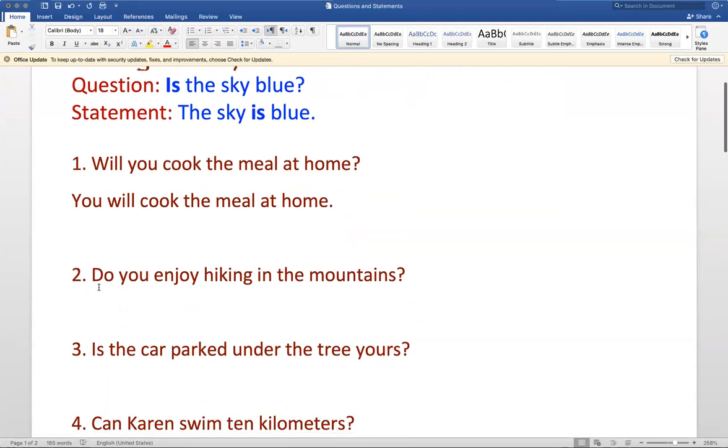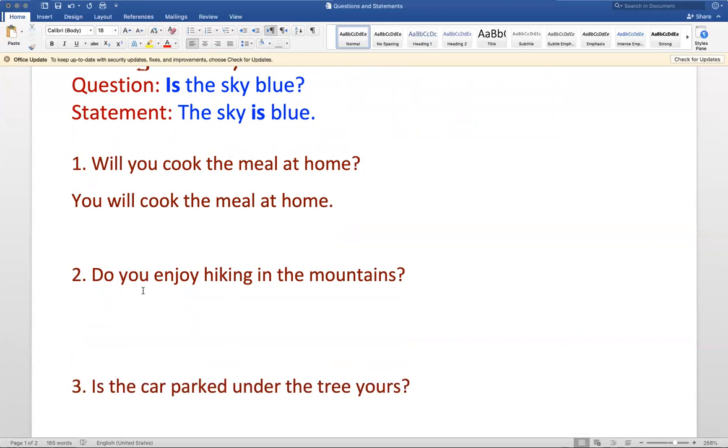Okay, the next one. Do you enjoy hiking in the mountains? That's a question. Now, to make this into a statement, we don't need the do. The do was only added to make it into a question. So we drop the do and we say, you enjoy hiking in the mountains, period.